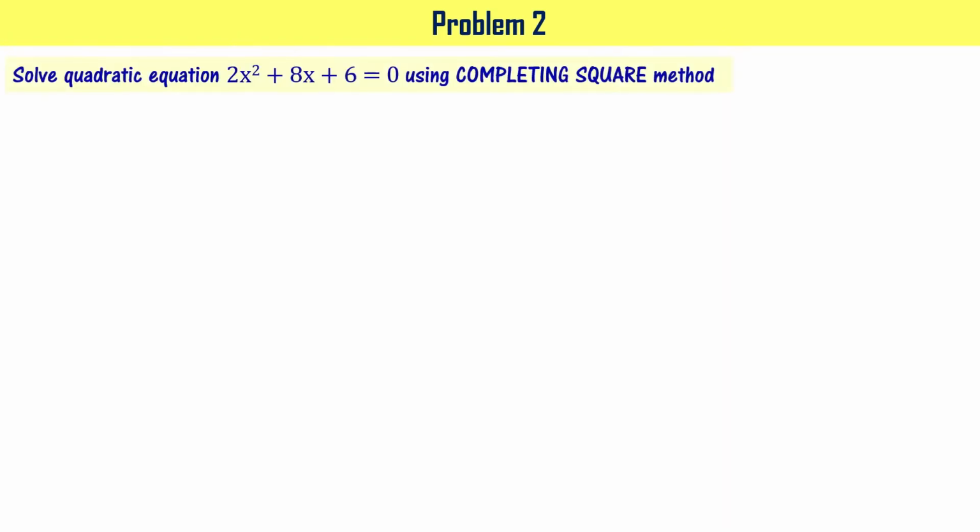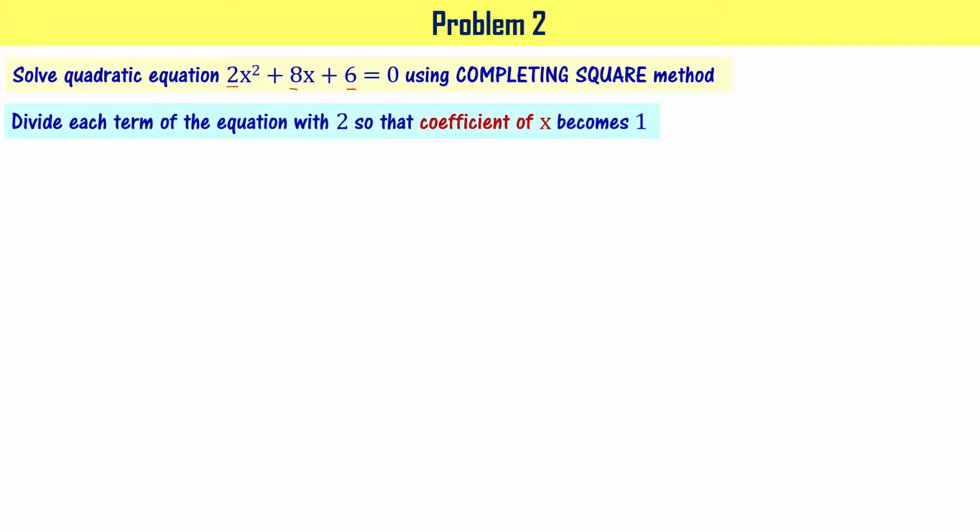The next problem is solve the quadratic equation 2x² + 8x + 6 = 0 using completing square method. As you see here, this particular equation has got coefficients 2, 8 and 6. All these are multiples of number 2, right?